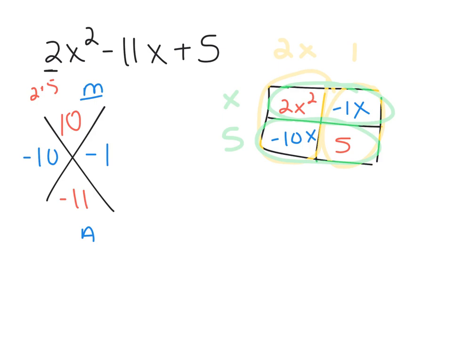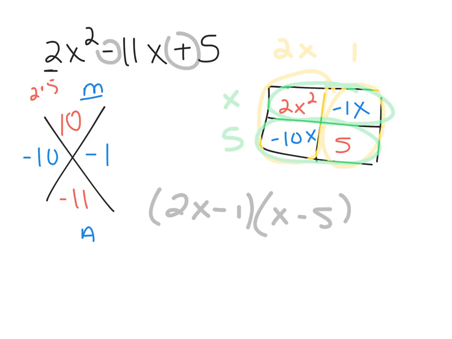So we are looking at 2x and a 1 and an x and a 5. And because we have a positive, these both need to be negative because we have a negative here. So adding will give us that negative 11, and multiplying will give us that positive 5.